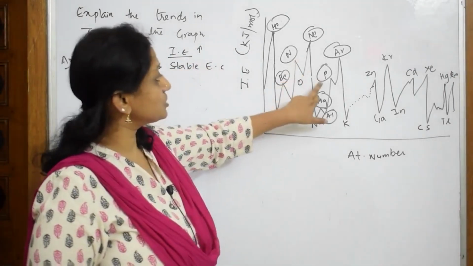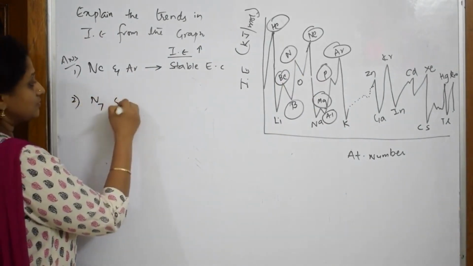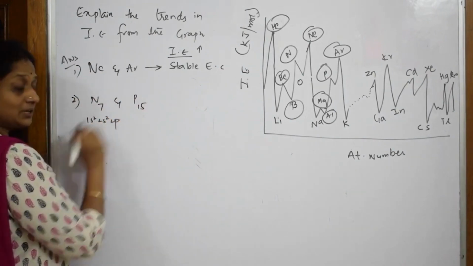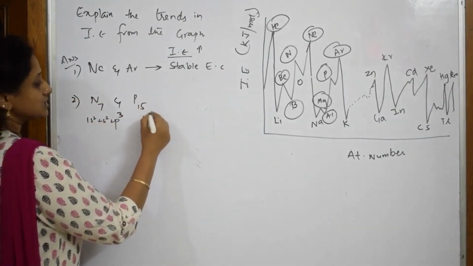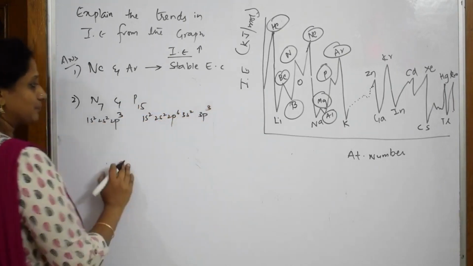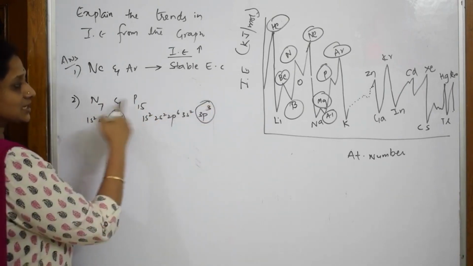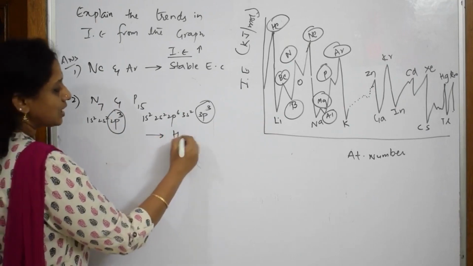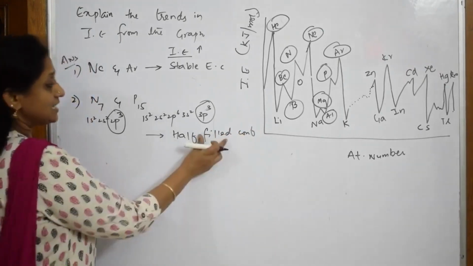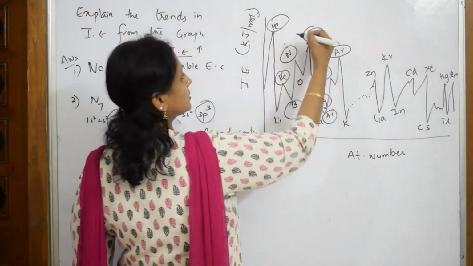Now again, nitrogen and phosphorus. Let's write about nitrogen, atomic number 7, and phosphorus, 15. Nitrogen is 1s2, 2s2, 2p3. Phosphorus is 1s2, 2s2, 2p6, 3s2, 3p3. Here this is half filled, this also is half filled. So in nitrogen and phosphorus, what is the concept? Half filled configuration. When it is half filled, ionization enthalpy will be more because they are stable enough. Done.